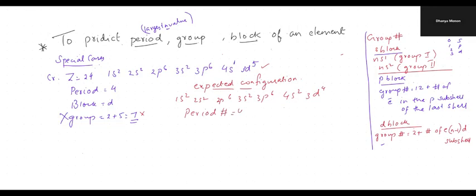Block is also the same. It's D. See, the electrons are filling the D subshell. Now, group number. Now the group number is 2 plus number of electrons in the D subshell, which is 6. Okay, so this is how we find out in case of these special cases, the group number, where we always write down the expected configuration.